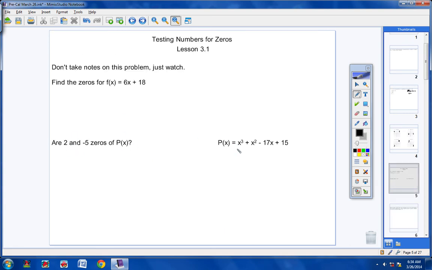Everywhere there's an x, you would put a 2 in right here and see if you get out a 0. And then also we'd put in a -5 everywhere there's an x, and see if you get out a 0, okay? And if you do get out a 0, then that number is one of your zeros, and if you don't, then it's not. So that's a quick review. I'm not trying to teach this. You should know this already from yesterday.